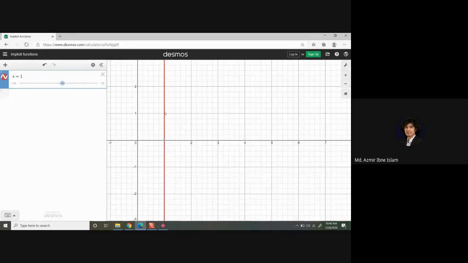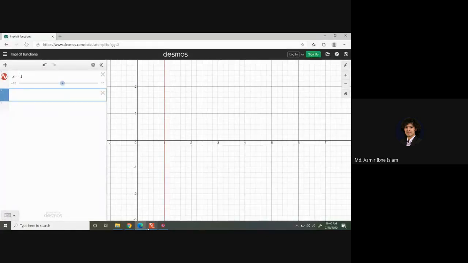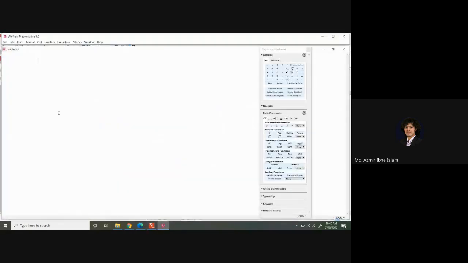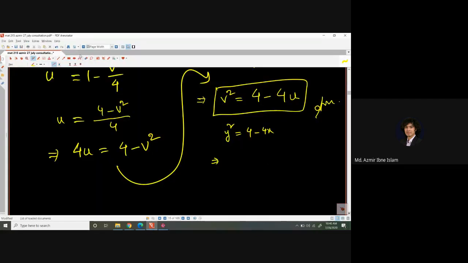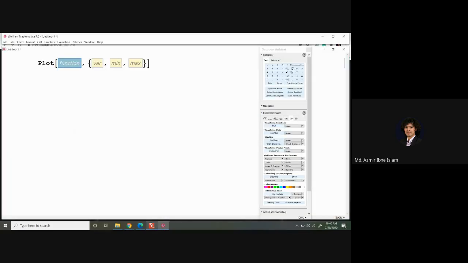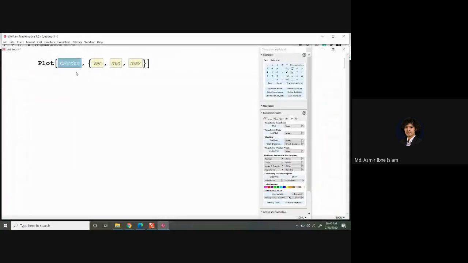Already we have x equal to 1. And let's say what will be the image of this. So in Desmos, it will not take u and v. That's why I am using Mathematica. So let's plot the function that we have found for u.